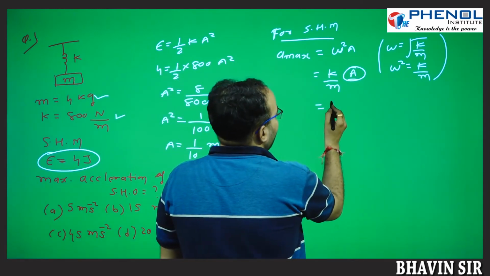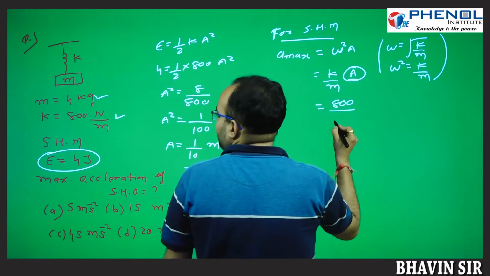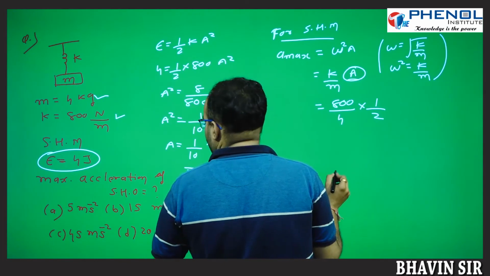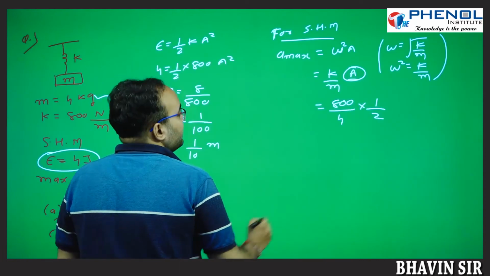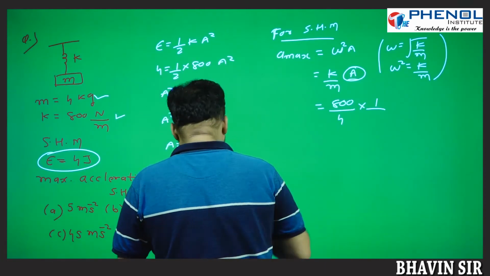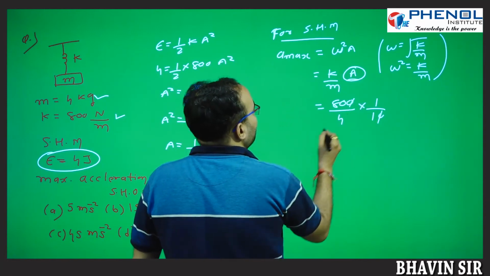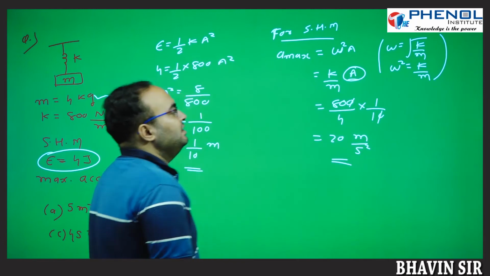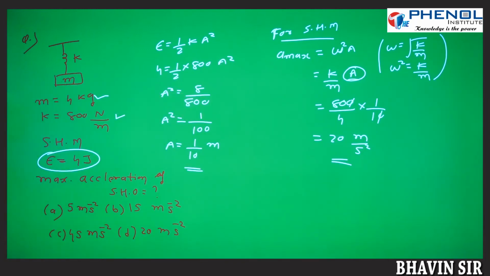What is K? 800. What is mass? 4. What is amplitude? 1 by 10. So 80 by 4. So what is the maximum acceleration? 20 meter per second square. Okay, the maximum acceleration is 20 meter per second square.